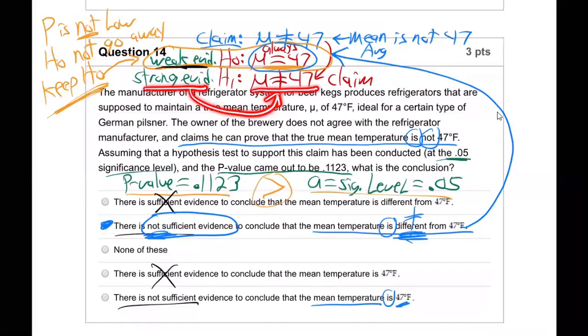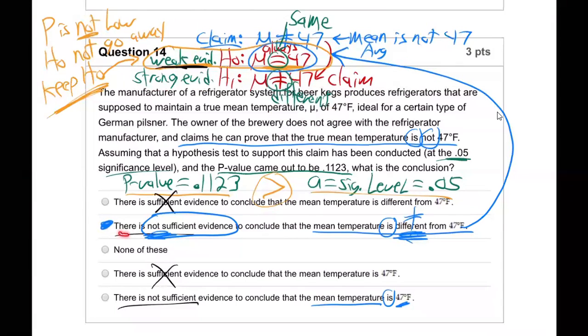That means different, doesn't it? Not equals means different. How about I write that word? Maybe that'll help. Not equals, this means different, right? If something's not equal, it's different. If it's equals, it's the same. So in other words, what's being tested is if we have weak evidence, we're going to conclude it's equal, it's the same. The temperature of the refrigerator is the same as 47 degrees, like the manufacturer's claiming. But if we have strong evidence, then we're going to go with the claim of the brewery, which says it's not equal to 47. The average temperature is different than 47.